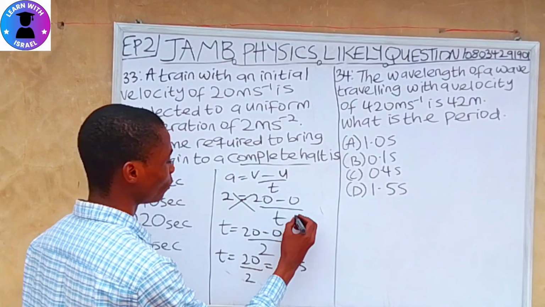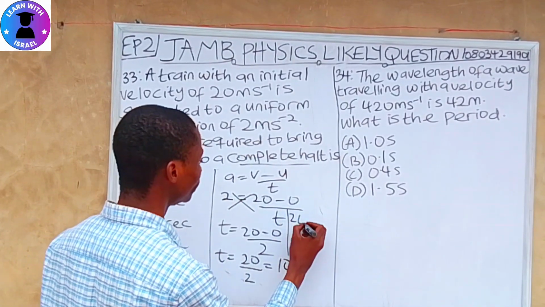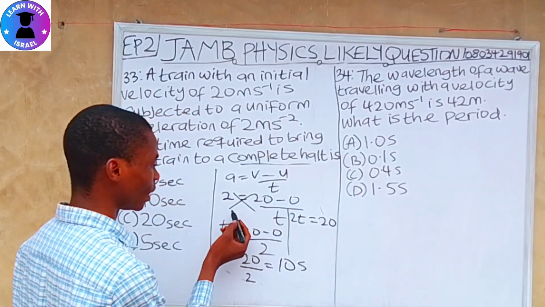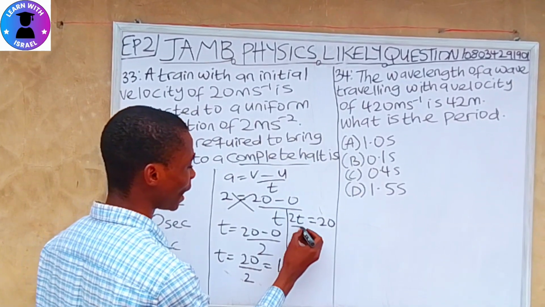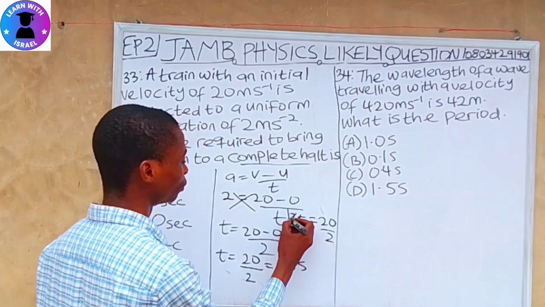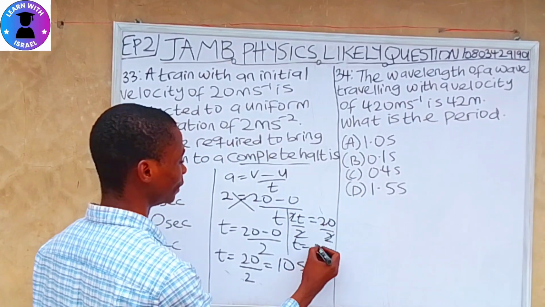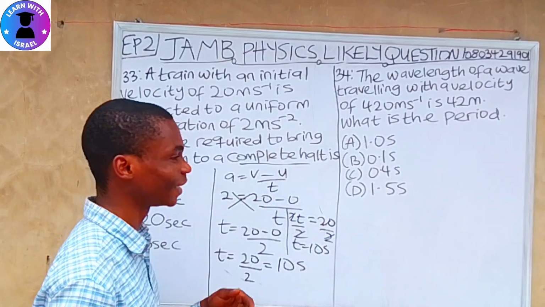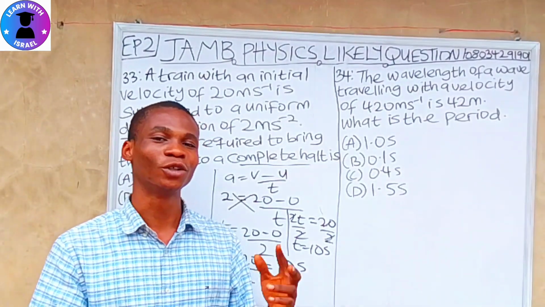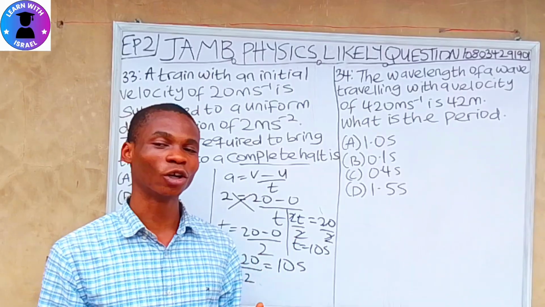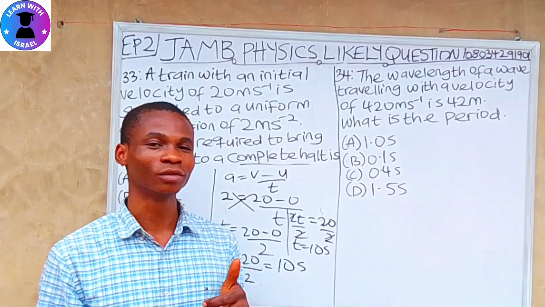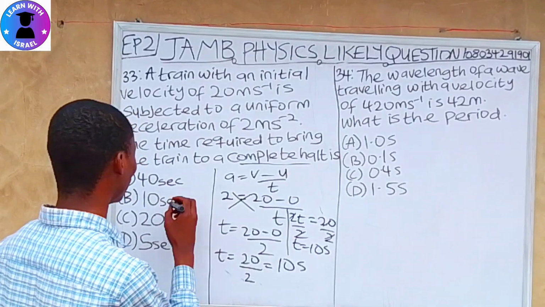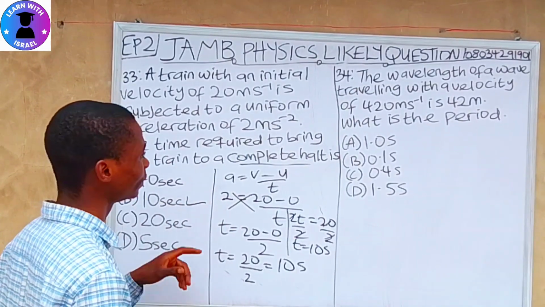Another method we can use is cross multiplying. If you cross multiply, we will now be left with 2t equals 20. So we now divide both sides by 2. 2 cancels 2. We are now left with 10 seconds. Using two formulas, getting the same answer is what Learn with Israel do. We do this for fun. So if you also want to do this for fun, stay tuned and let's do this together. And if you check, option B is the correct answer, which is 10 seconds.